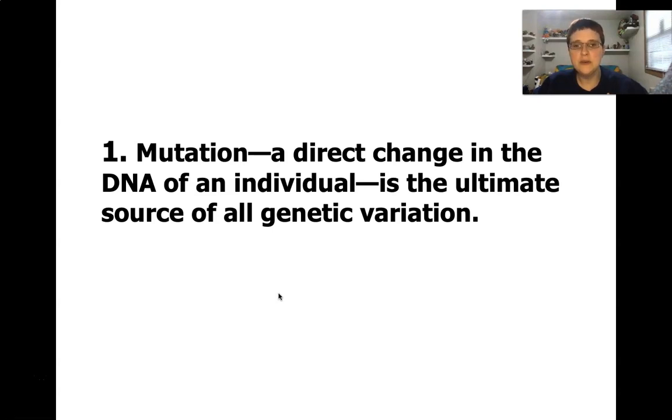And this is the ultimate source of genetic variation, because the only way to really get genetic variation is to change the directions. And so for the other 3 mechanisms we're going to talk about to work, ultimately they have to have mutation occur at some point. Okay? So we're going to have direct change to the DNA of an individual. Now we're going to see not all changes, not all mutations lead to evolution. So there are some kind of requirements for mutation to lead to evolution.